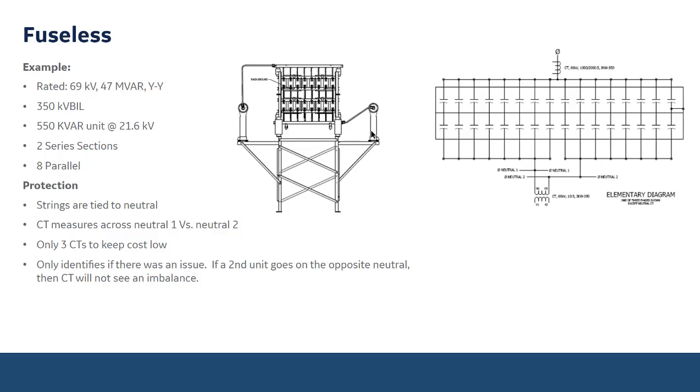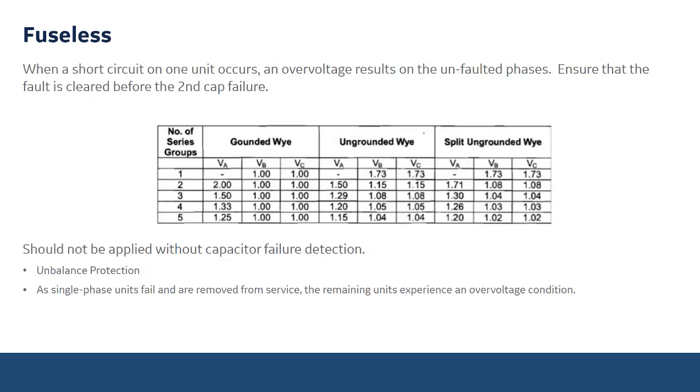The other issue with this type of protection: if a second unit goes out on the opposite neutral, then that CT will no longer see an imbalance, and it will still show that it is a balanced system. With the fuseless design, when a short circuit on one unit occurs, an overvoltage results on the unfaulted phases to ensure that the fault is cleared before the second cap failure.